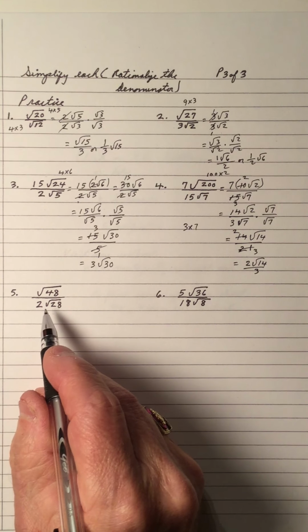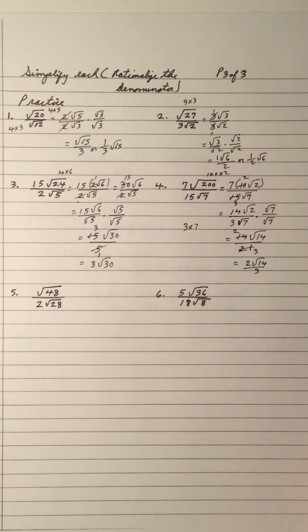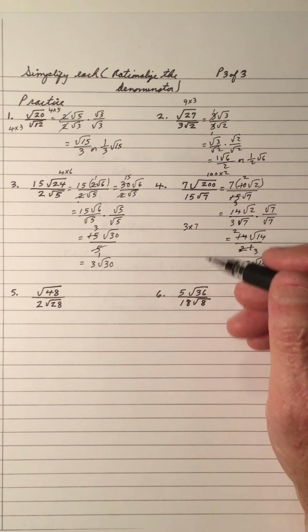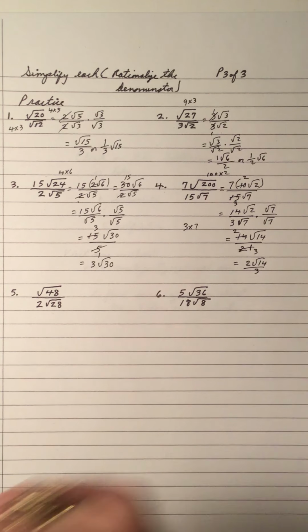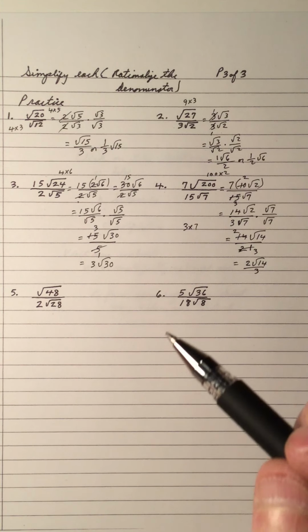Let's continue. How are you doing? Simplifying just takes time. And you always cancel. Remember, you're dealing with fractions, so you can cancel anywhere, top to bottom, except you cannot cancel a rational number into an irrational number.